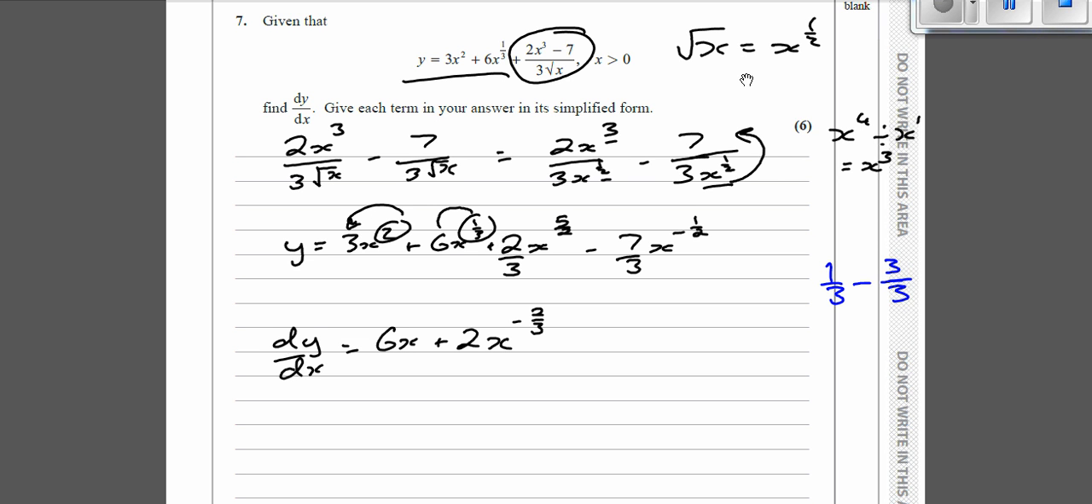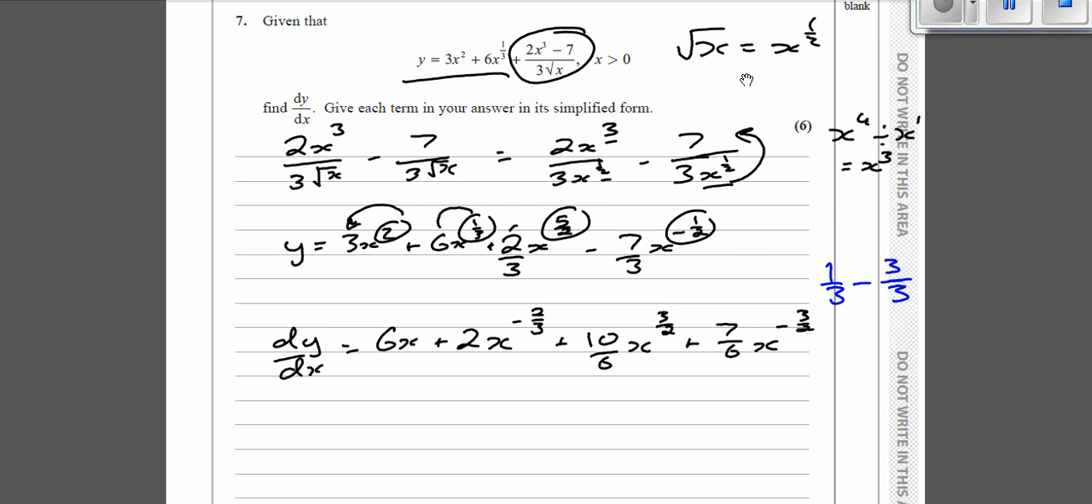And then similarly with this one, we're going to bring the 5 over 2 down. So that's going to be 2 over 3 times 5 over 2. We can write that as 10 over 6. And we're going to take away 2/2, so that's going to be the power of 3 over 2. Then we've got a minus 1/2 times minus 7 over 3. So that's going to be plus 7 over 6. Then we take away 2/2 from minus 1/2 to get minus 3/2.